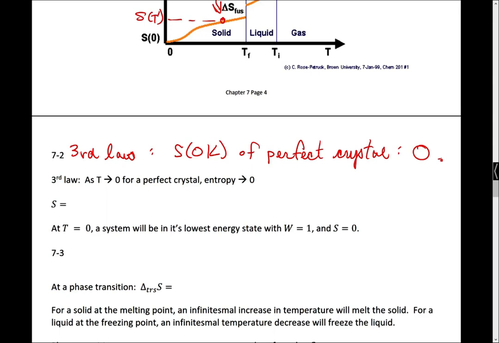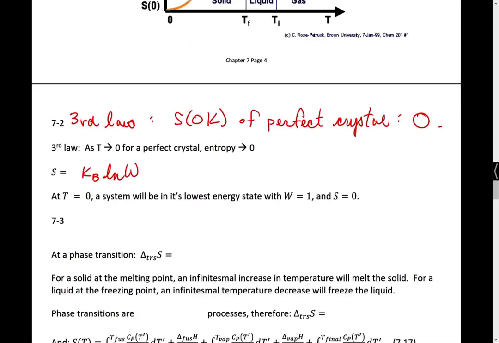The easiest way for us to see this is to look at it from the statistical thermodynamics point of view. We know that S is k_B ln W. If I'm at 0 Kelvin and I have perfect order, there's only one way to arrange the system. When you think about dice or pennies, at low temperatures they're all heads or they're all tails. There's only one way to get there, so W is equal to 1, and therefore we end up with entropy equal to 0.